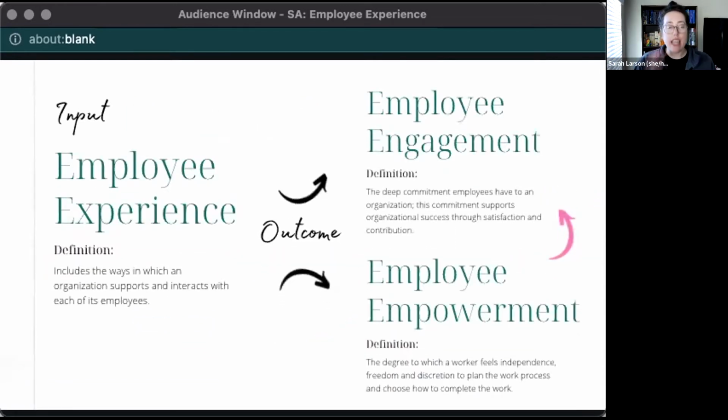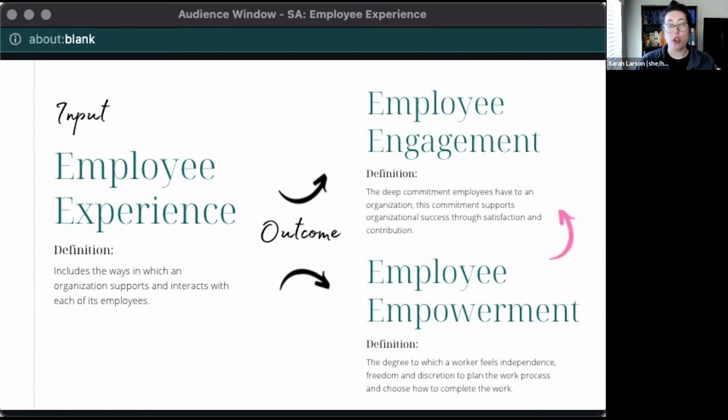So the input overall is employee experience. So every single interaction, so think about project deadlines, commuting to work, stuff like that. That's the input of the employee experience that creates employee engagement or employee empowerment, depending on what's going on. So as managers, I want you to understand how your role impacts the engagement of your employees. In all of the research and studies conducted time and time again, it's the relationship with the manager that impacts an employee's level of engagement the most.